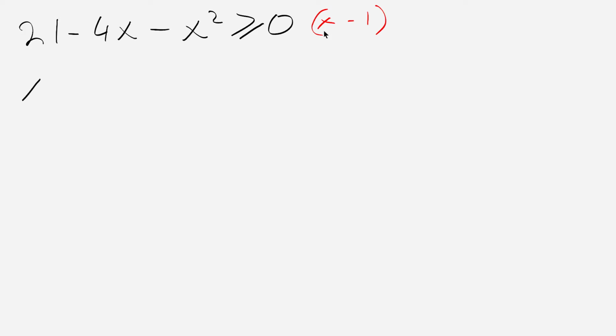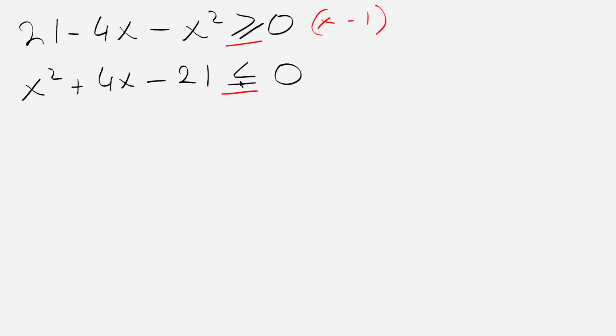So negative x squared will become positive x squared. Minus 4x will become plus 4x. 21 will go to minus 21. And here's where we have to be careful. Less than or equal to 0. The inequality sign changed direction. You have to remember, if you multiply or divide by a negative, you have to change the direction of the inequality sign. That's why I changed it from a greater than or equal to a less than or equal to, because I multiplied by a negative. All right, so now we're in familiar territory. We have a quadratic function and we care about where it's below 0, less than or equal to 0.